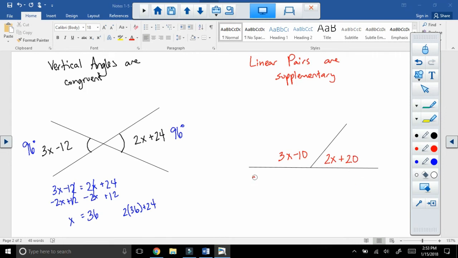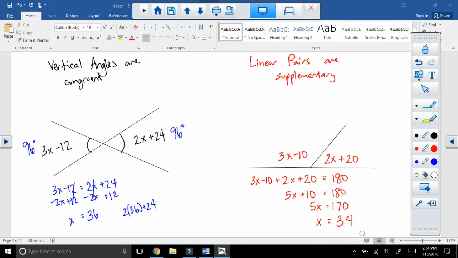Well, what I can do is set 3x minus 10 plus 2x plus 20 equal to 180 degrees. And a mistake students sometimes make is they just want to set these equal to each other also. Well, you've got to pay attention to the fact that that won't always be the case. Solving this, I get 5x plus 10 equals 180. Subtracting 10 from each side, I get 5x equal to 170, and then I can divide each side by 5. So x equals 34.